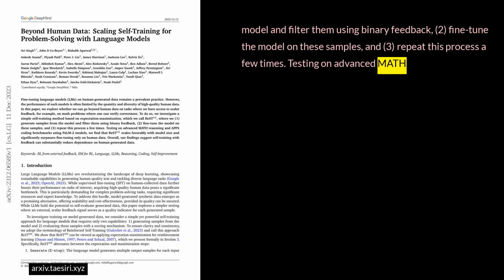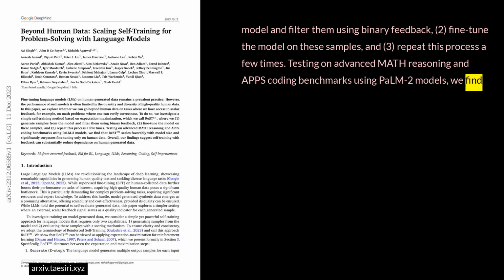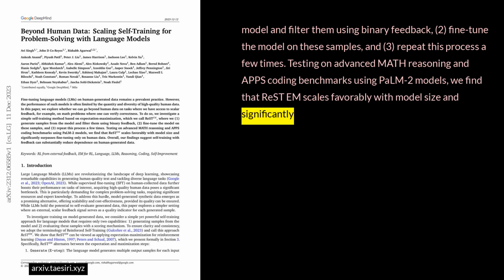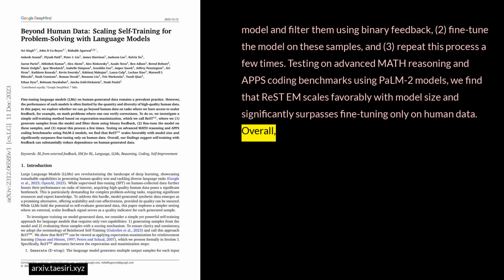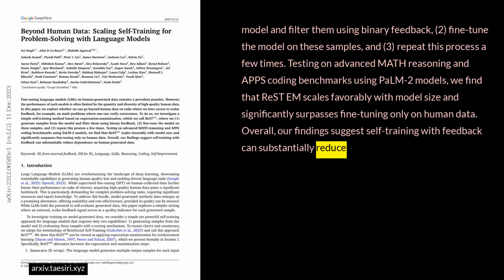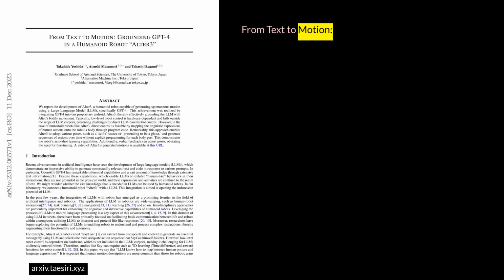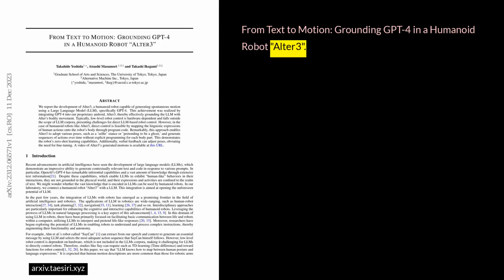Testing on advanced math reasoning and apps coding benchmarks using Palm 2 models, we find that REST-EM scales favorably with model size and significantly surpasses fine-tuning only on human data. Overall, our findings suggest self-training with feedback can substantially reduce dependence on human-generated data. From text to motion, grounding GPT-4 in a humanoid robot, Alter 3.